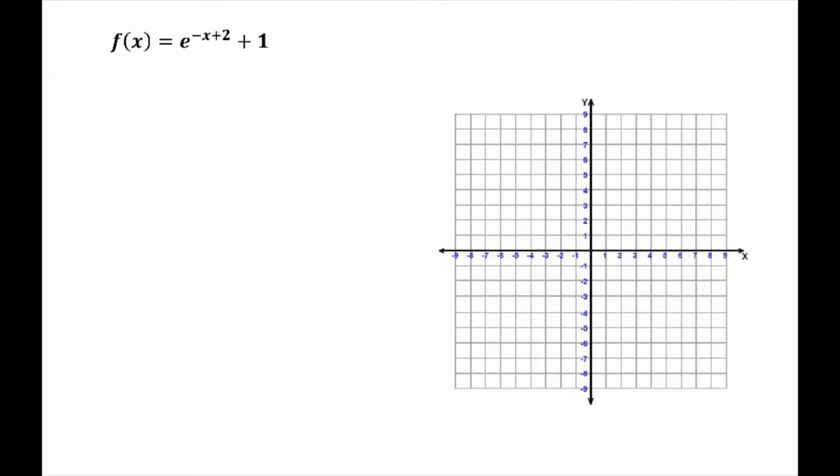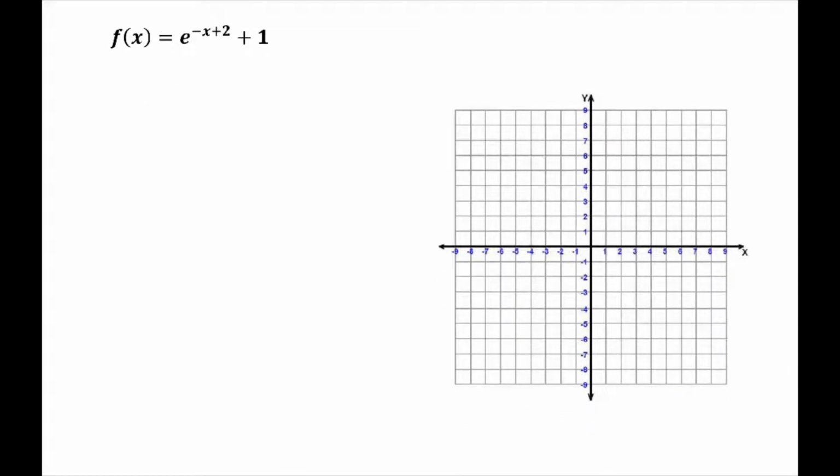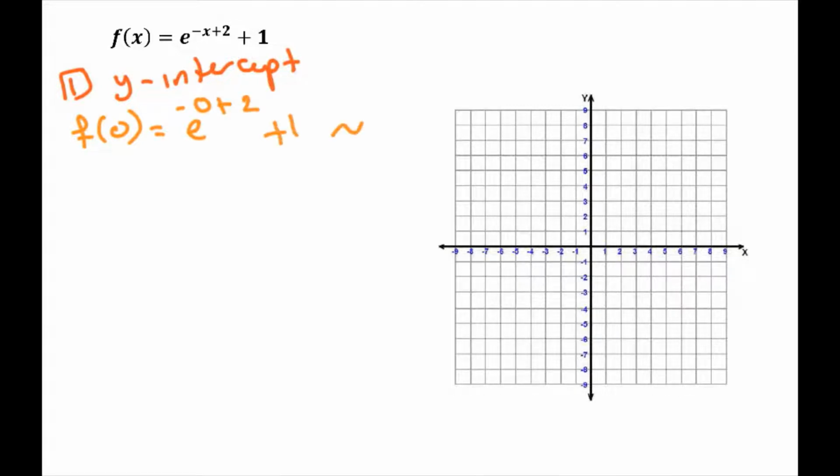Now in this question, I'm going to follow the same steps, but this time the base is e. So y-intercept, which is basically f(0). e to the power of negative 0 plus 2, plus 1. That's about 8.4. You can use the calculator for that. 8.4 somewhere here. Okay. Now we need to find step number 2, x-intercept.